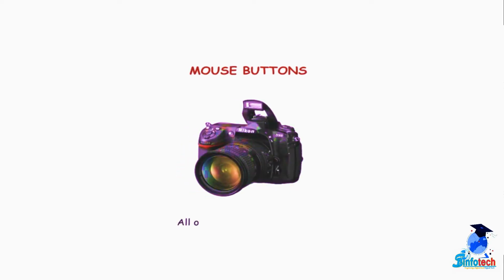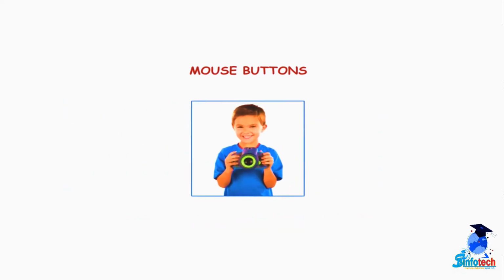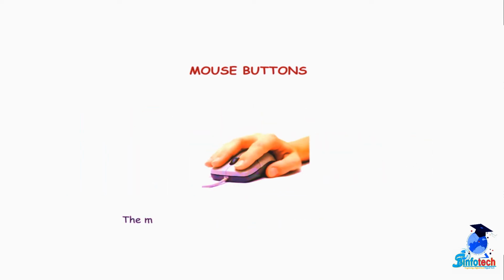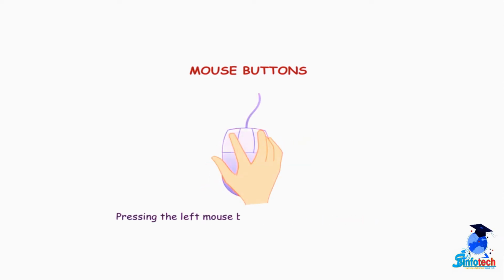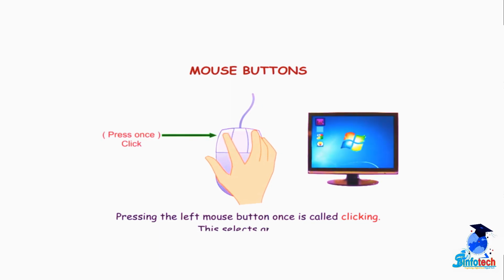Now let us understand about mouse buttons. All of us have seen a camera. What would you say to your parents if you want to take their photograph? Let me click your photograph. The mouse also has the same function, clicking. Pressing the left mouse button once is called clicking. This selects an item.